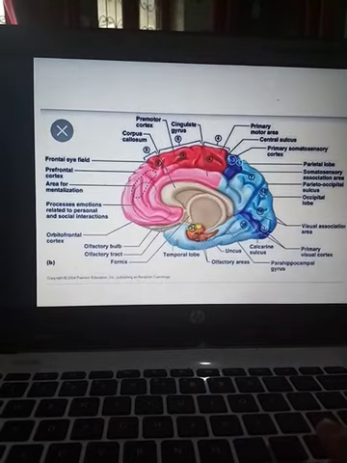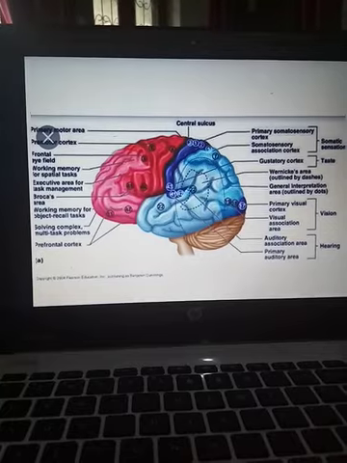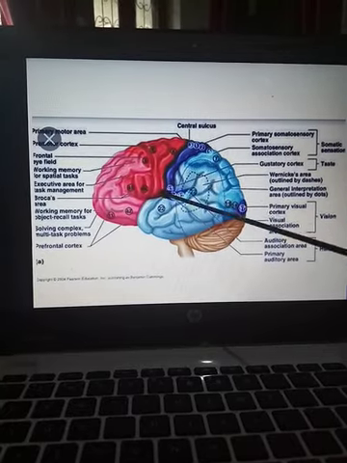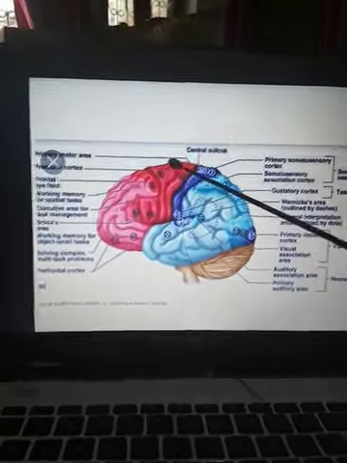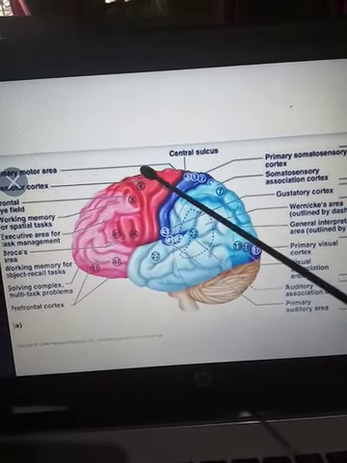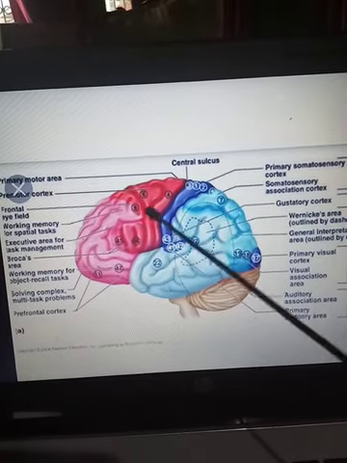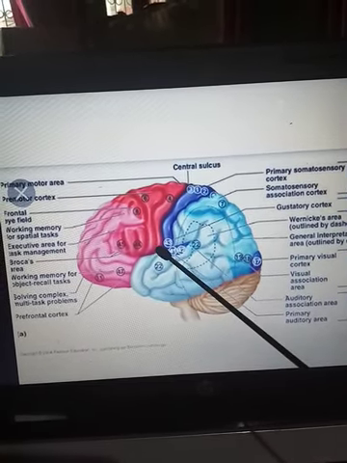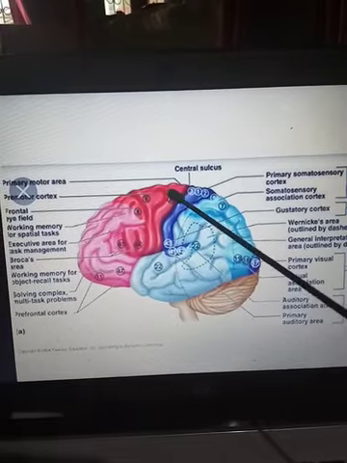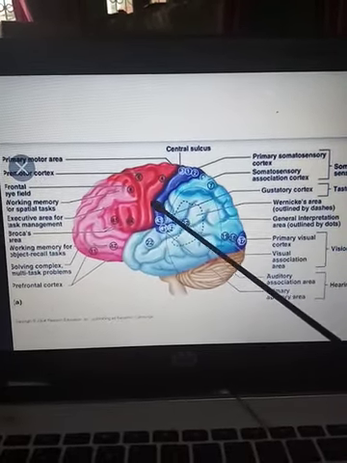I will summarize once more. You have the primary motor area. This is your central sulcus. In front of this is the Brodmann's area 4, present between the precentral sulcus and the central sulcus. This is the primary motor area, concerned with the voluntary movements of the various body parts.